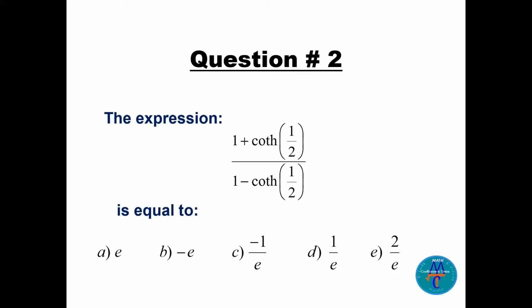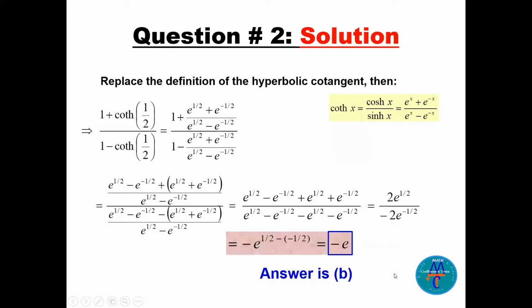Question number 2, we need to find the value of this expression: 1 plus hyperbolic cotan of half divided by 1 minus hyperbolic cotan of half. So the answer can be either e or minus e, minus 1 over e, 1 over e, 2 over e. Let's see. Now we can use this formula for hyperbolic cotan, e to the power x plus e to the power minus x divided by e to the power x minus e to the power minus x.